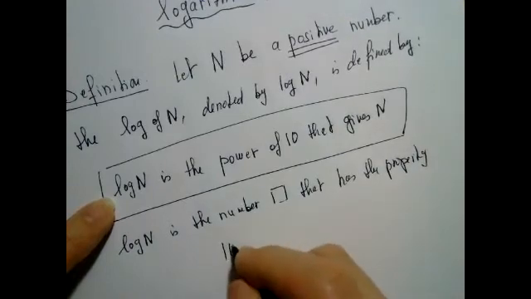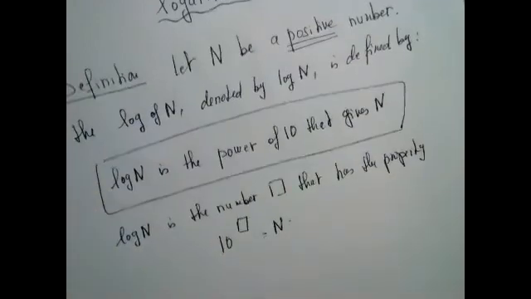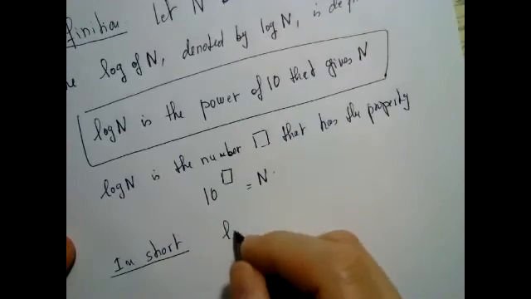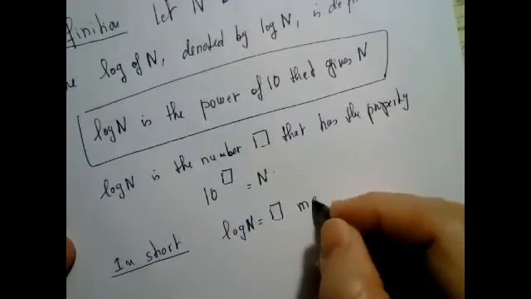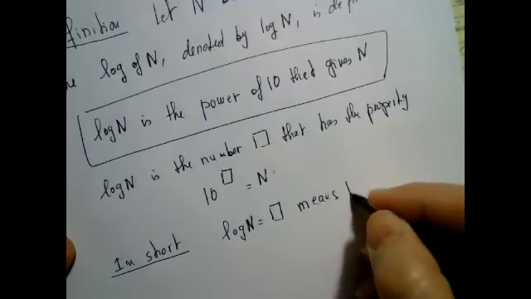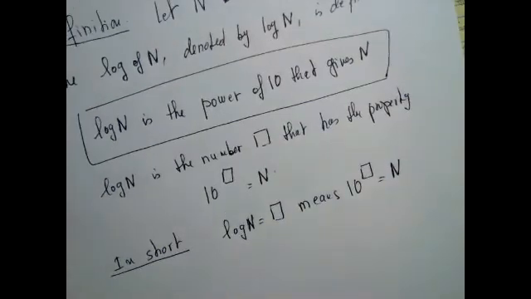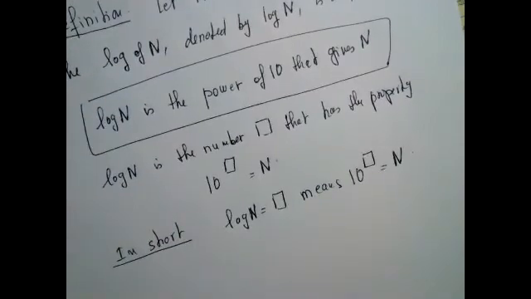If I take 10 to the power of this box, we get n back. So, in short, log n equal to a box means the following: that 10 to this power is equal to n. Okay, so it looks like a lot of writing, but it's not very hard. We're going to start working with it.